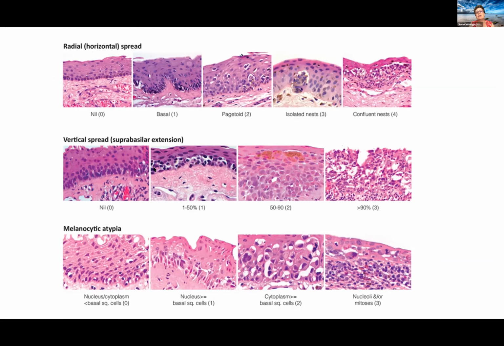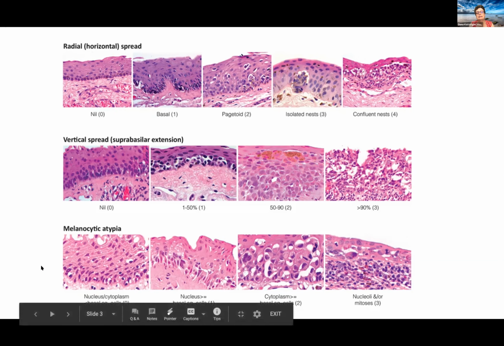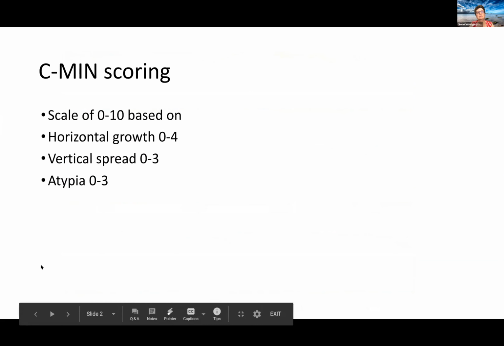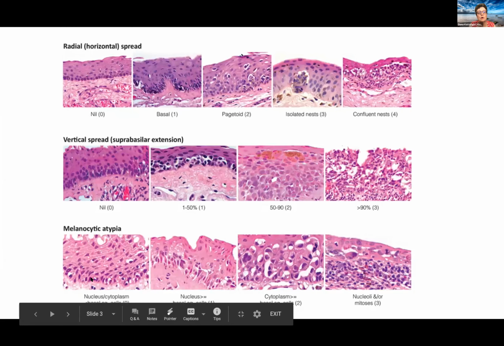Vertical spread is how thick they are. So this has got confluent nests, but it's also kind of halfway up. So this one would in fact be a confluent nests 4 and a vertical spread halfway up, so probably a 2. And then there's the melanocytic atypia, which we can see down the bottom here.